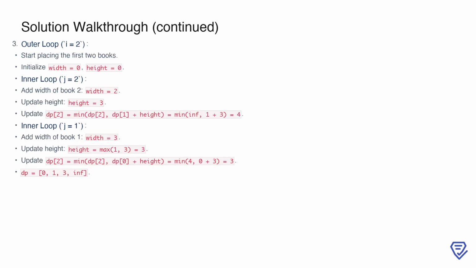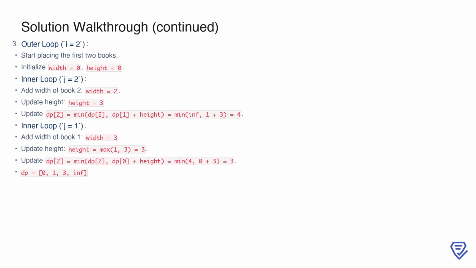Next, we consider placing the first 2 books. Again, we initialize width and height to 0. In the inner loop, we start with the second book, adding its width, which is 2, and updating the height to 3. We calculate dp[2] as the minimum of its current value and the sum of dp[1] plus the row's height, resulting in dp[2] equals min(inf, 1 plus 3), equals 4.